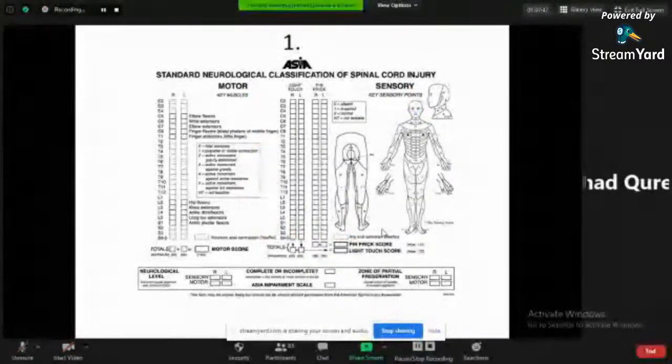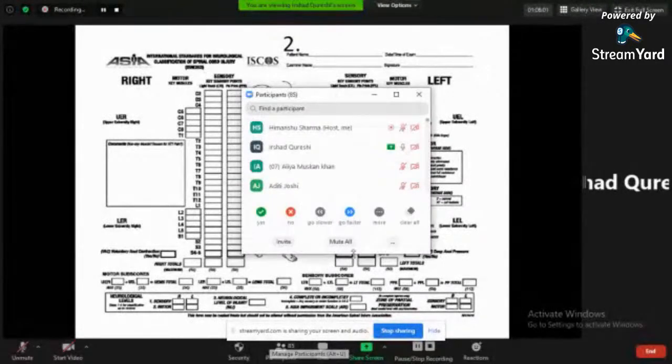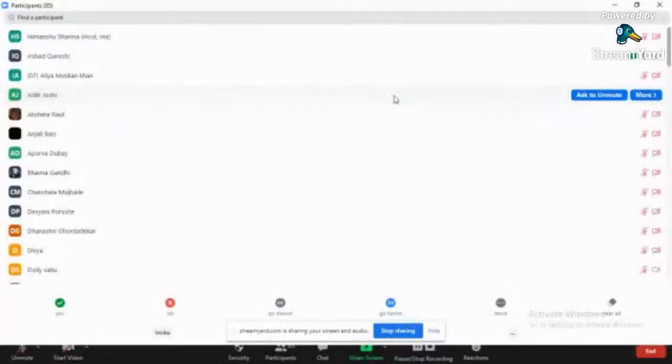I am sharing a picture of this assessment sheet. We call it assessment sheet, they call it worksheet. This is picture 1. Quite similar, I am sharing the second picture. If somebody has observed the changes in these two pictures, then in a row, I am sharing the third picture. So basically, these are the three worksheets given by ASIA, that is American Spinal Injury Association. And first, second, and third are revised versions. There are other revised versions.